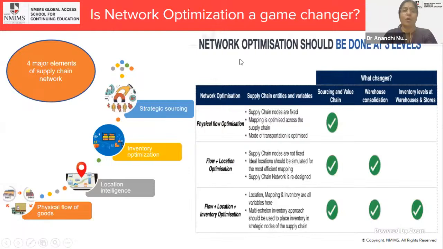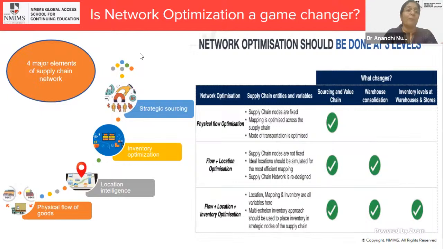So, is network optimization a game changer? Obviously. Without network optimization, you will not be able to save cost, and you will end up incurring higher cost for production where you cannot compromise with the quality of the product. You need to deliver it at the right time, and obviously you will end up with very little profit. Both are very difficult for you to balance. That is where you need to focus more on optimizing the network.